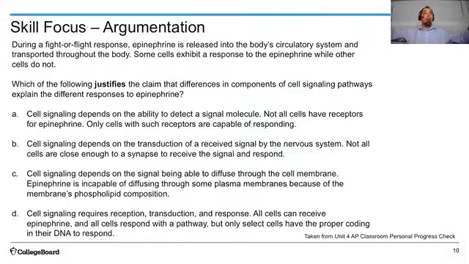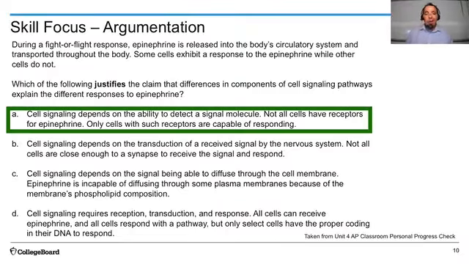So who has A? All right, hands up. B, C, D. The correct answer is A. Good job. Give yourself a gold star. Cell signaling depends on the ability to detect a signal molecule. Not all cells have receptors for epinephrine, and only cells with such receptors are capable of responding. If you don't have that receptor for epinephrine, it won't bind to it, therefore it won't cause those other responses. If you picked B, C, or D, maybe look back through where I discussed the epinephrine pathway, or ask your teacher a question. But again, it's always good to learn from when we don't necessarily get the correct answer.